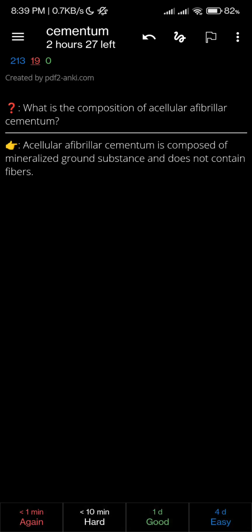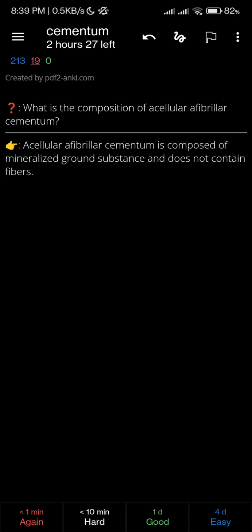What is the composition of acellular fibrillar cementum? It is less than 100 fibers. Yeah, and it is the first formed cementum, maybe, and occupies the cervical two-thirds of the root, maybe like that. No, you cannot say like that. It's fibrillar cementum. We don't know. It is primary cellular cementum. We can see this is acellular fibrillar.